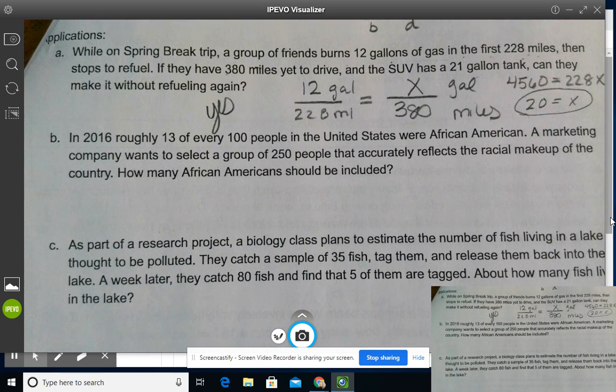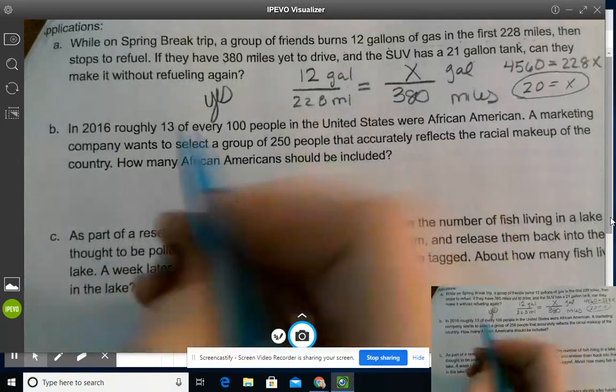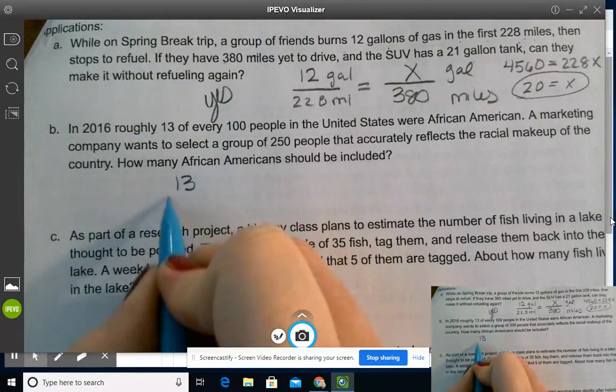All right, in 2016, roughly 13 of every 100 people in the United States were African American. A marketing company wants to select a group of 250 people that accurately reflects the racial makeup of the country. How many African Americans should be included? So the first thing we do is start with the ratio that they gave us, which would be 13 out of 100.